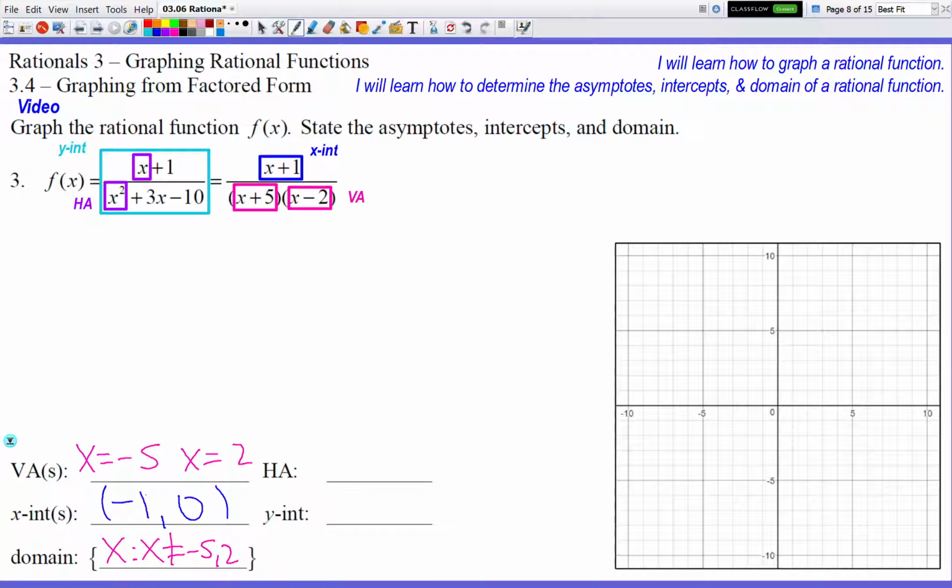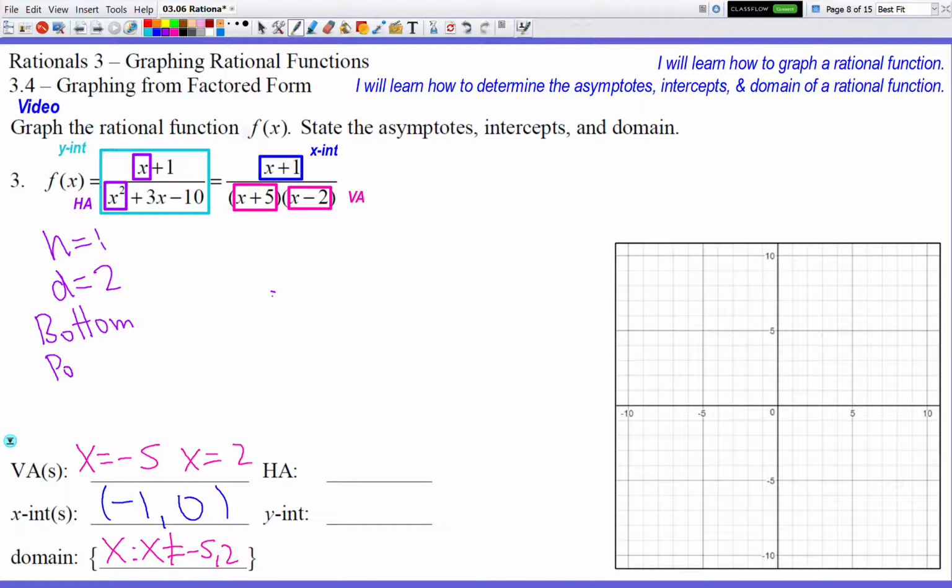Okay. Alright, so HA, you're going to look at the biggest power on the top, and that's going to be a 1. You're going to look at the biggest power on the bottom, and that's going to be a 2. So we're in the situation of bottom power bigger.